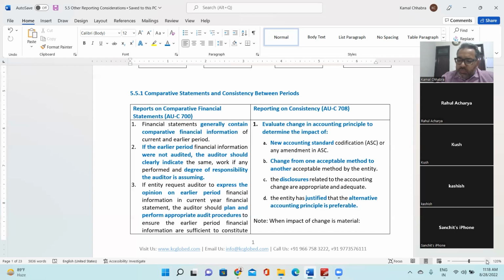Yes or no? Yes, sir. Is audit mandatory for a non-issuer? No, sir. But for an issuer, it is compulsory, right?